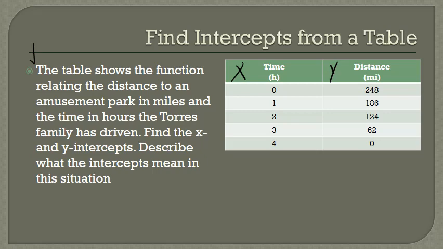And then we see after an hour, we're 186 miles from the amusement park. And after 2 hours, we're 124 miles from the amusement park. And after 3 hours, we're 62 miles away from the amusement park. And after 4 hours, we're there. We're at the amusement park, wherever it is. But let's go back to the business at hand. Find the X and Y intercepts.